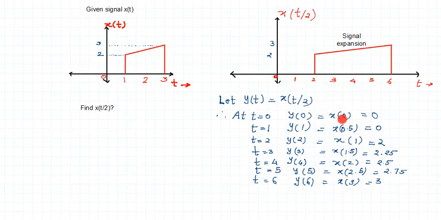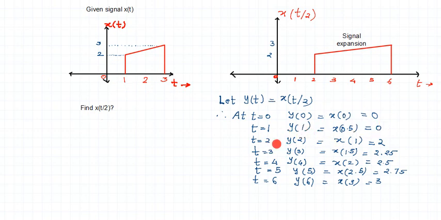What is the value of x of 0? I'll go back to the original signal. x of 0 is 0, and that's why y of 0 becomes 0. Let me take t is equal to 1. When I put it here, I get y of 1. What is the value of y of 1? With t as 1, x of 1 by 2 is x of 0.5. What is the value of x of 0.5? In the original signal, there is no value, so it is 0. And that's why y of 1 is 0.